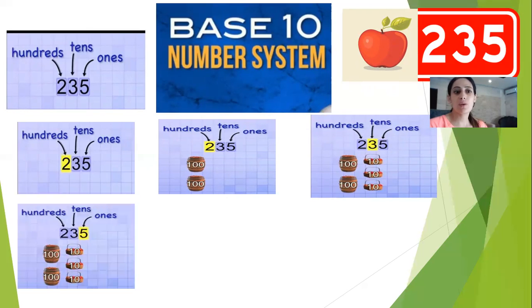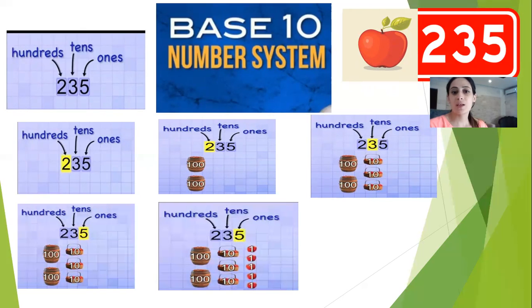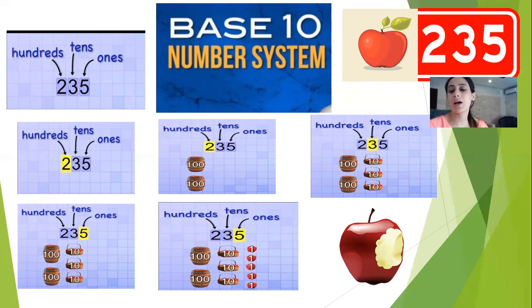And as usual, we will go forward to the ones digit. And in this example, we have only 5 whole apples. So the total number is 235, as you can see. But what if I don't have a whole apple? What will happen? How can I count this following item?